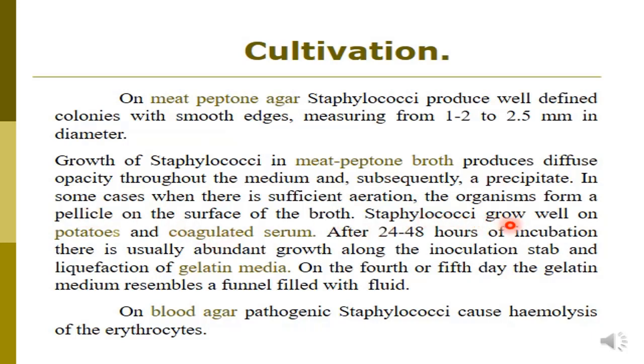Okay, Staphylococci grow well on potatoes and coagulated serum. After 24 to 48 hours of incubation, there is usually abundant growth along the inoculation stab and liquefaction of gelatin media. On the 4th or 5th day, the gelatin media resembles a funnel filled with fluid. On a blood agar, pathogenic Staphylococci cause hemolysis of the erythrocytes. And what's the type of hemolysis here? The type is the beta hemolysis, which means complete hemolysis of RBCs.